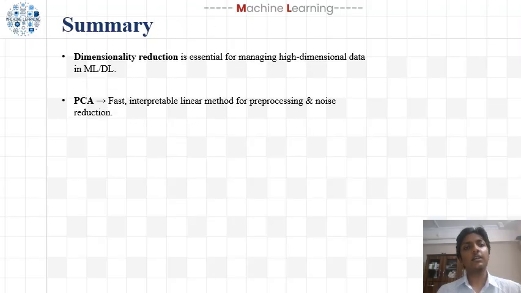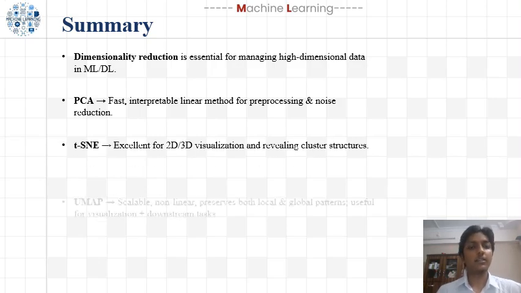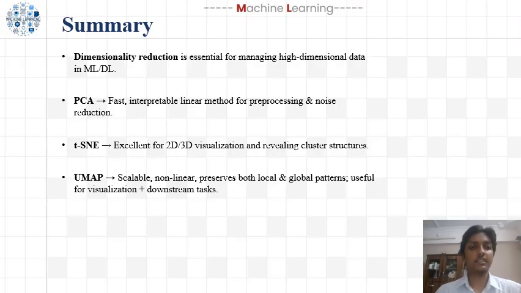Now, in conclusion, dimensionality reduction is essential for managing high dimensional data in machine learning or deep learning. Here, these three methods: PCA, t-SNE, UMAP. PCA is a fast, interpretable, linear method for pre-processing and noise reduction. t-SNE is excellent for 2D or 3D visualization and revealing cluster structures. UMAP is scalable, non-linear, preserves both local and global patterns, useful for visualization plus downstream tasks.